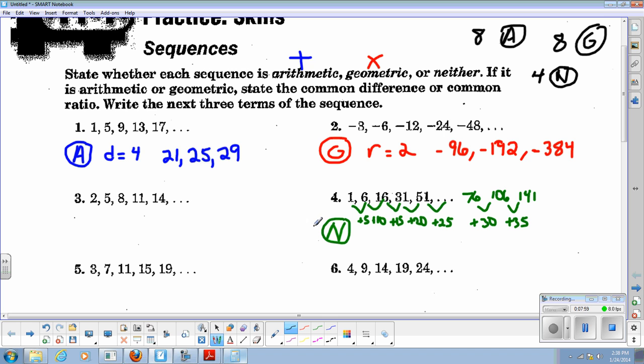Your job now is to finish the sheet and find out whether it's arithmetic, geometric, or neither. If it's arithmetic, put down the common difference. Find the next 3 terms. If it's geometric, put down the common ratio. Find the next 3 terms. If it's neither, find the pattern and keep writing it out for the next 3 terms. All right, so make sure that you have got the sheet, you're ready to go, and let me know if you need help.